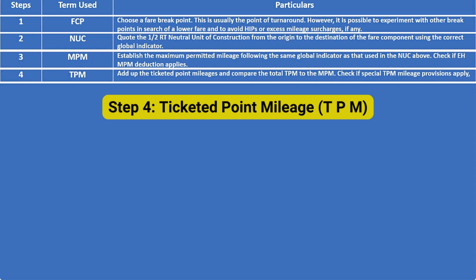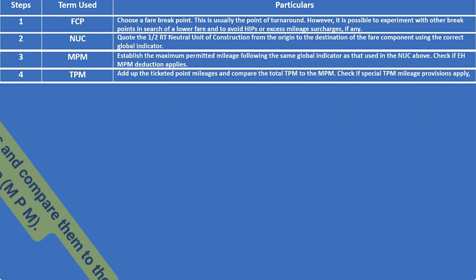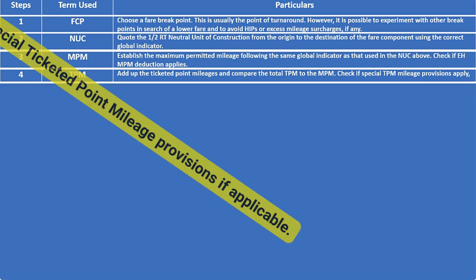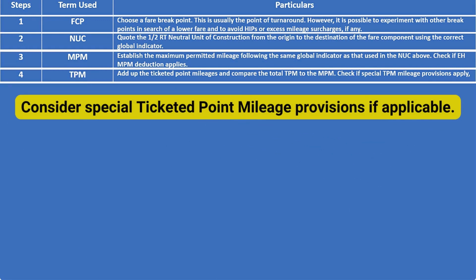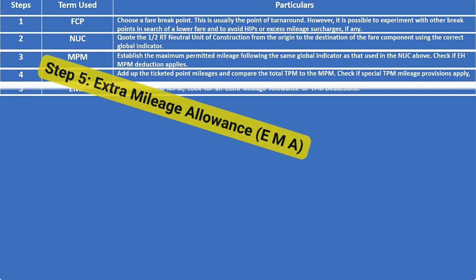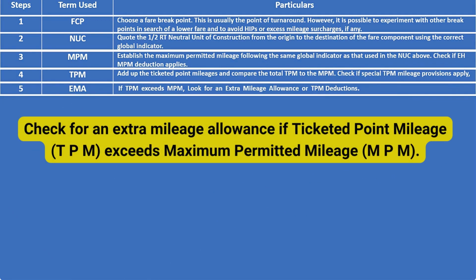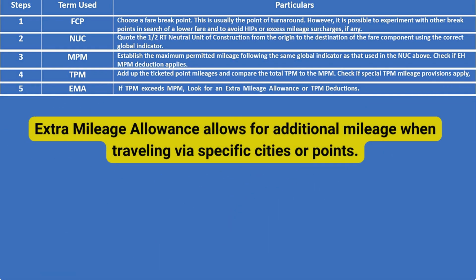Step 4. Ticketed point mileage, TPM. Calculate the ticketed point mileages and compare them to the maximum permitted mileage, MPM. Consider special ticketed point mileage provisions if applicable. Step 5. Extra mileage allowance, EMA. Check for an extra mileage allowance if ticketed point mileage, TPM, exceeds maximum permitted mileage, MPM. Extra mileage allowance allows for additional mileage when traveling via specific cities or points.